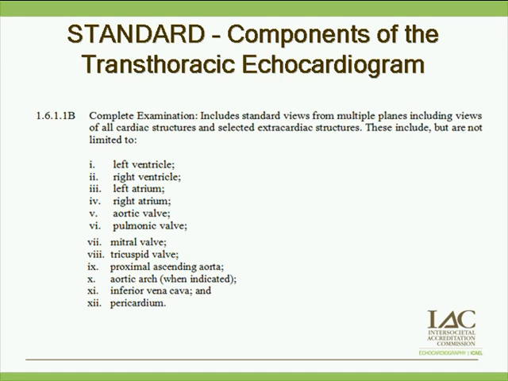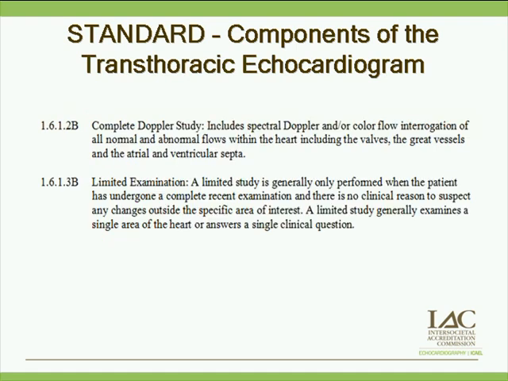Now, I wanted to point this out and spend a little bit of extra time on this because what type of studies do we ask you to submit? Regional wall motion cases or LV cases and aortic stenosis cases. So the reviewers are going to be looking for that aortic arch in those AS cases, inferior vena cava and the pericardium. And a complete study and limited exam we've already talked about, so I'm not going to go over this again.